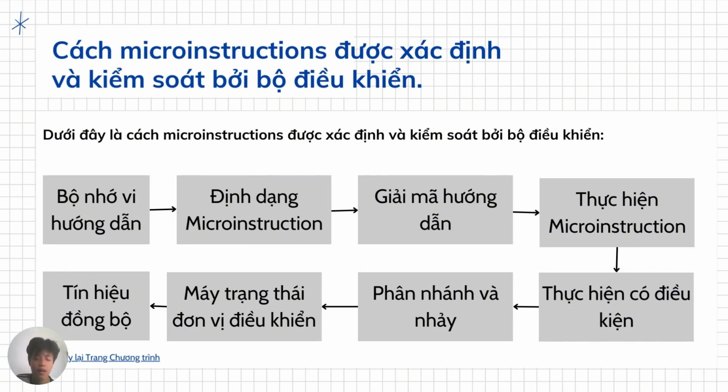Máy trạng thái và đơn vị điều khiển. Bộ điều khiển thường hoạt động như một máy trạng thái hữu hạn với mỗi trạng thái tương ứng một giai đoạn cụ thể trong việc thực hiện một lệnh cấp cao. Máy trạng thái chuyển đổi giữa các trạng thái dựa trên việc thực hiện các microinstruction, cho phép thực hiện có trật tự các lệnh của chương trình. Tín hiệu đồng bộ. Bộ điều khiển được đồng bộ hóa với xung nhịp của CPU, đảm bảo rằng các microinstruction được thực thi vào thời điểm thích hợp trong đường ống của CPU.